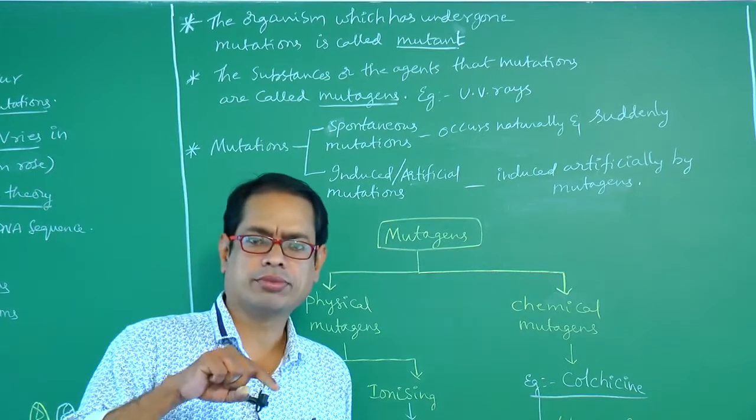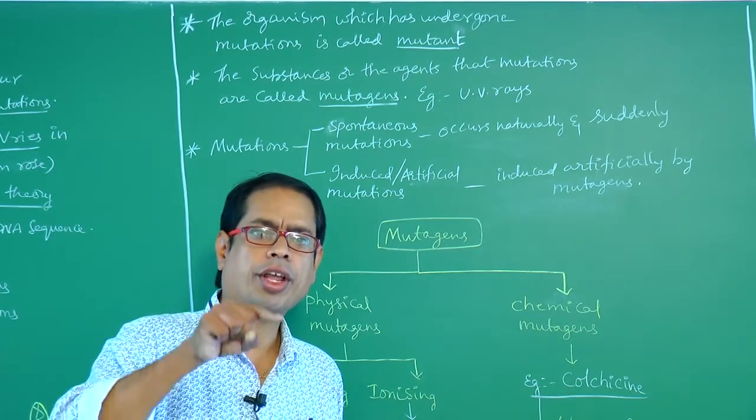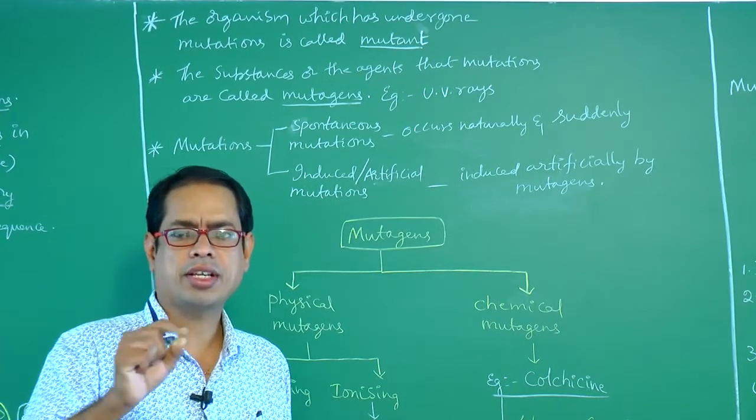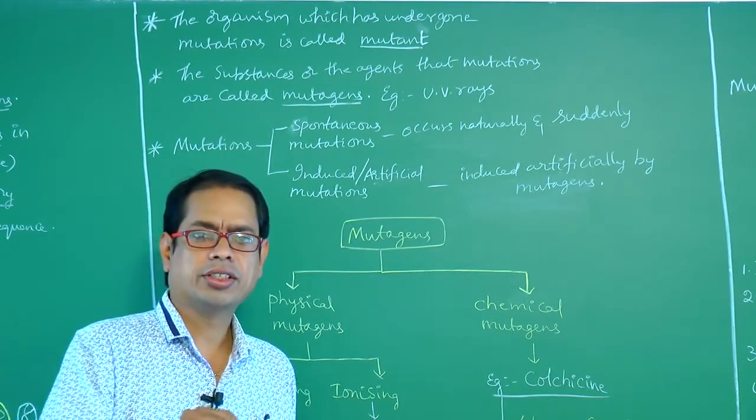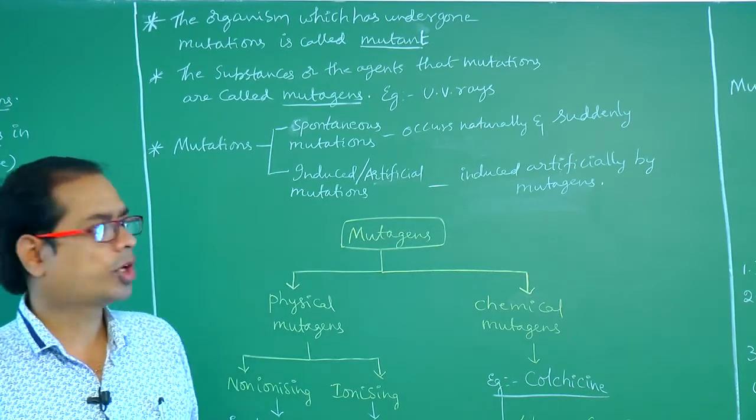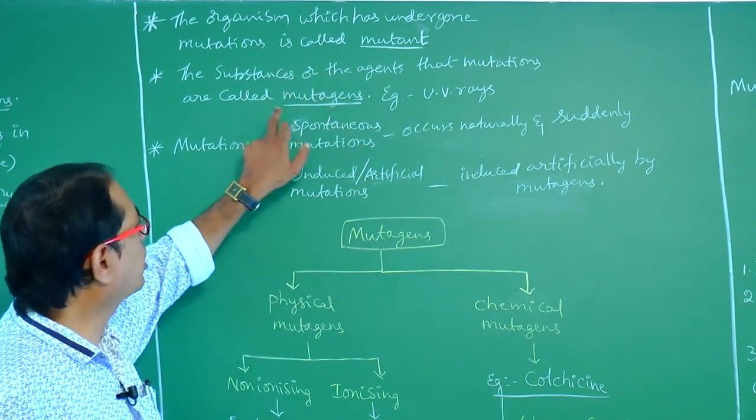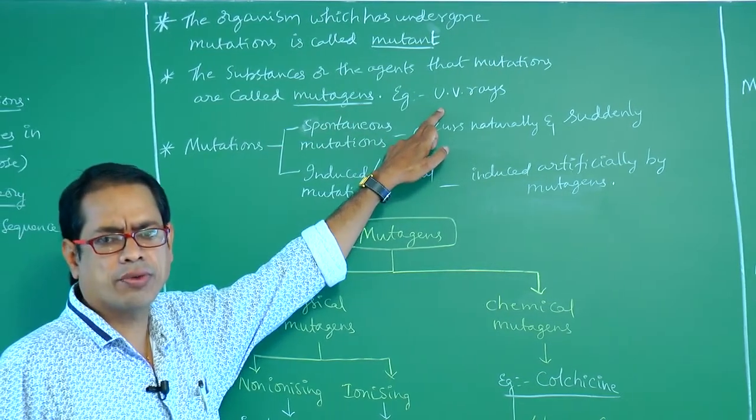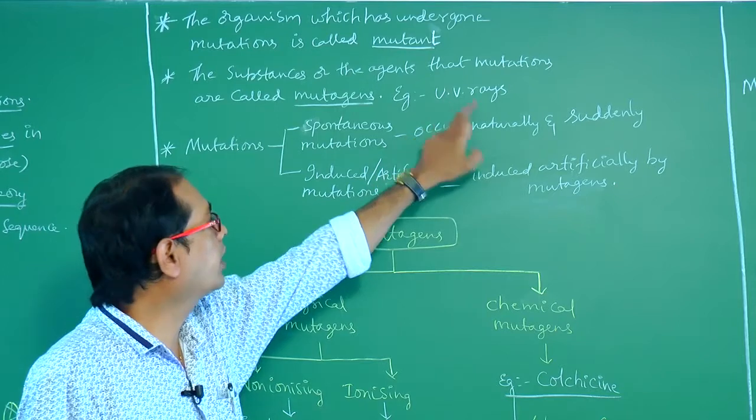The organism that has undergone mutations is called a mutant. The substances or the agents that cause mutations are called mutagens. What is an example of mutagens? UV rays. UV rays means ultraviolet rays.